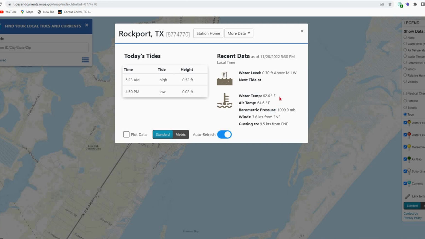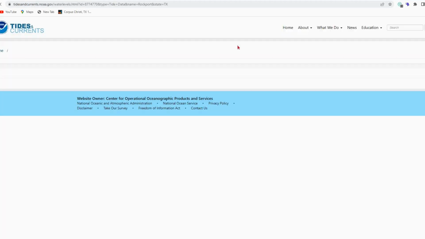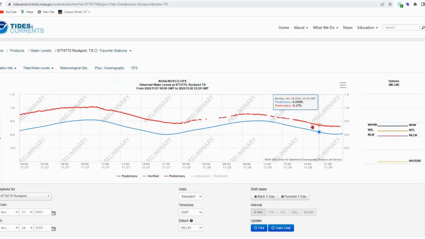So NOAA will give you the water temperature, and then you can also click on more data and water levels, and you can get the tides. The blue line is your predicted tide, and the red line is what is confirmed. Your blue line is what all the fishing apps are reading, all based on historical data. But this website shows you the confirmed tide level because those tide buoys are reading it every day.